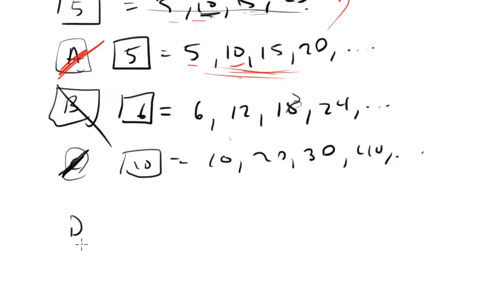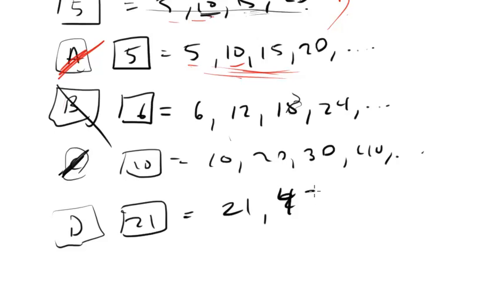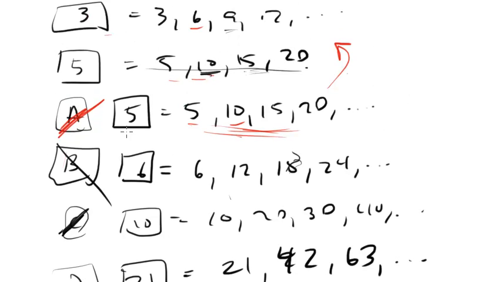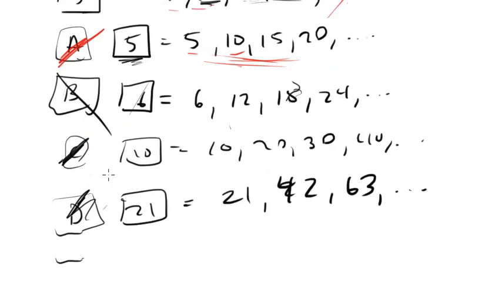D, 21. Weird one. 21, 42, 63, so on, 84. How about this one? Well, let's look at 21. We know 21's not going to be in this guy, because it's in 5, I should say, because it's 5, 10, 15, 20, 25, so there's no 21 here, so that's enough to get rid of D. And we can test out other ones, and we'll see that it's not going to work.